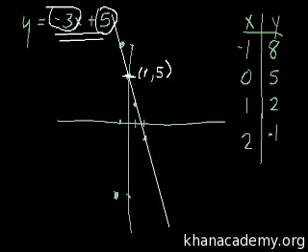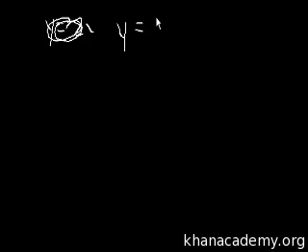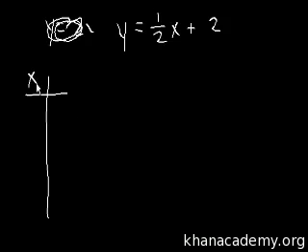Let's do one more real fast. y is equal to, we already did 2x, y is equal to 1/2 x plus 2. So, real fast. x, y, let's say. And you only need 2 points for a line, really. So you could just say, let's say x equals 0. That's easy. y equals 2. And if x equals 2, then y equals 3.